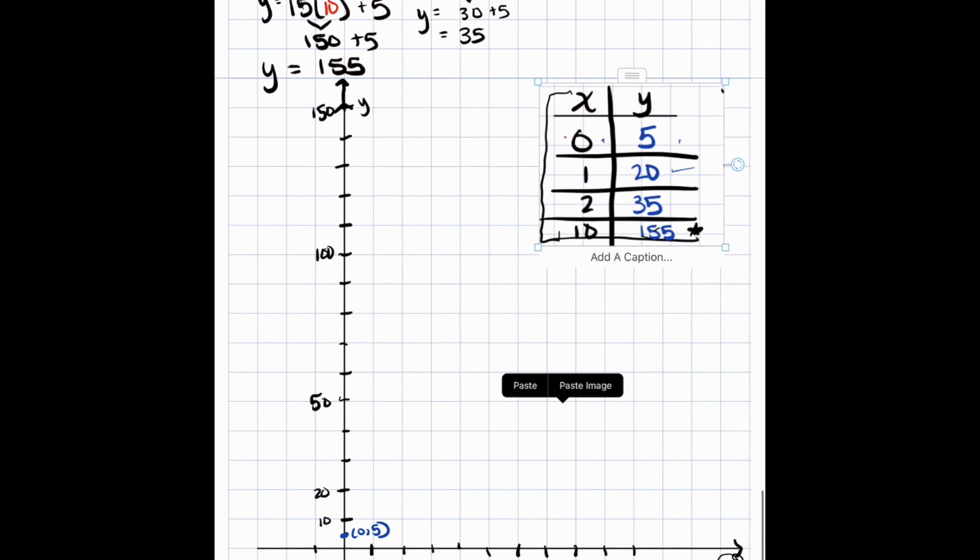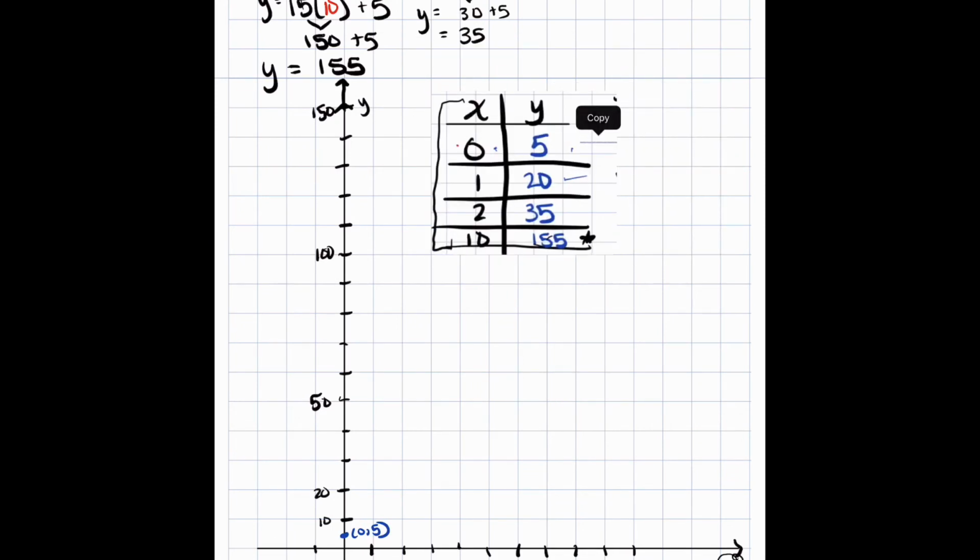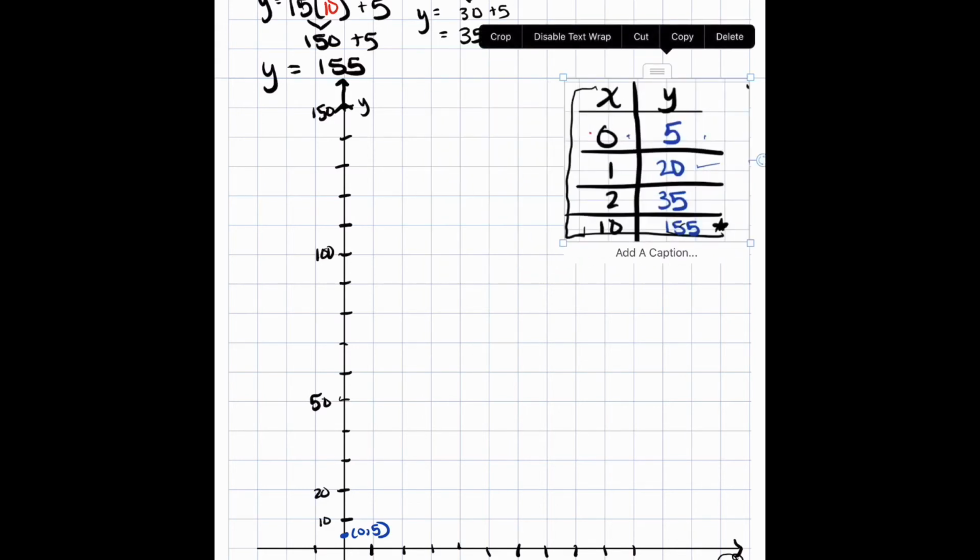If you want, you can create points out of these. So remember 0, 5 is technically (0, 5), and 1, 20 is (1, 20), and 10, 155 is (10, 155). So you can create points out of all of these here. And these are the points we're going to plot. I'm going to erase these so they're out of my way. But those would be the points you can plot. If you wanted to get them down, just go back, pause it, all that stuff.